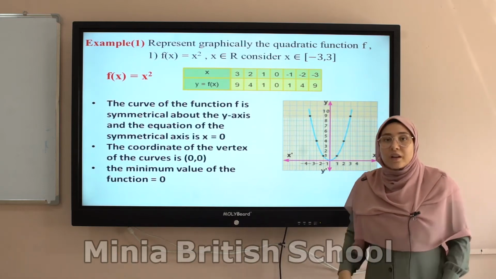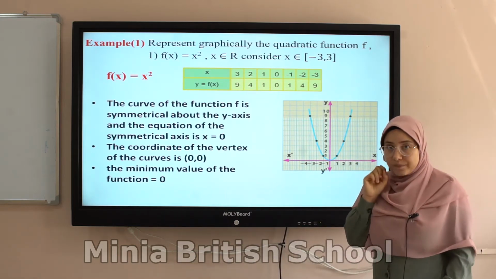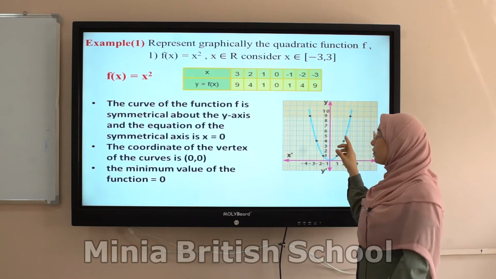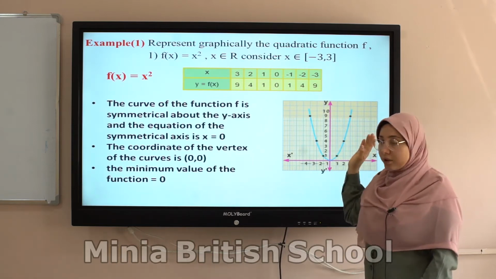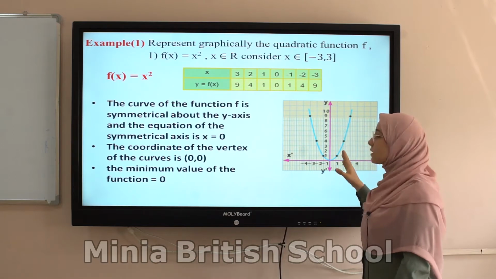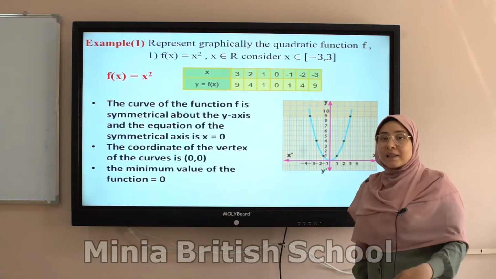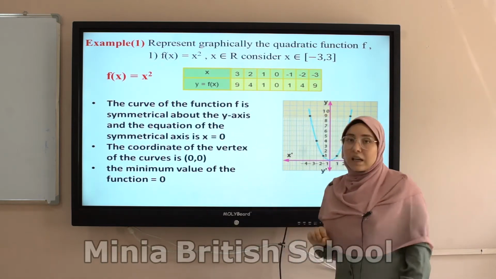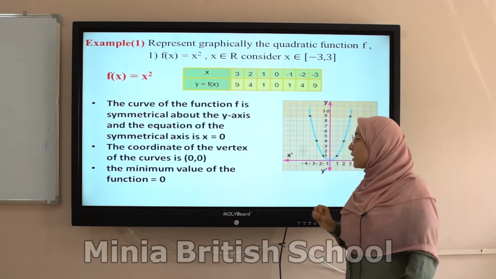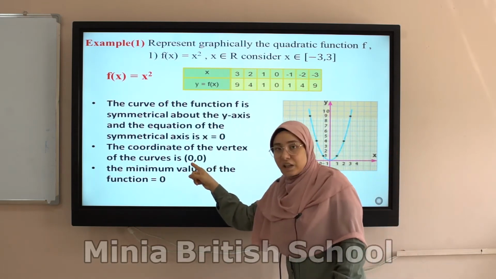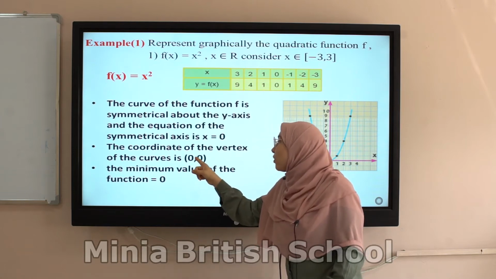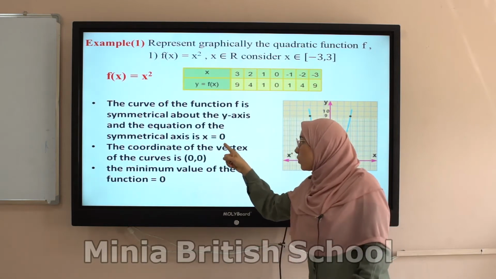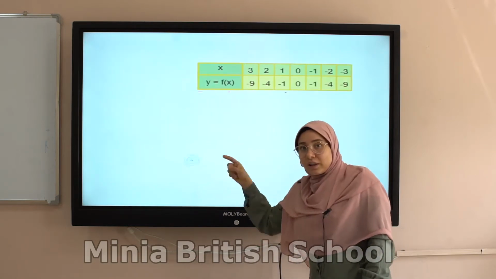Now I need to find the equation of the line of symmetry. The y-axis divides the curve into 2 parts, so the y-axis is the line of symmetry of this curve, and the equation of the line of symmetry is x equals 0, because the value of the x coordinate of the vertex equals 0. So the equation of the axis of symmetry is x equals 0.